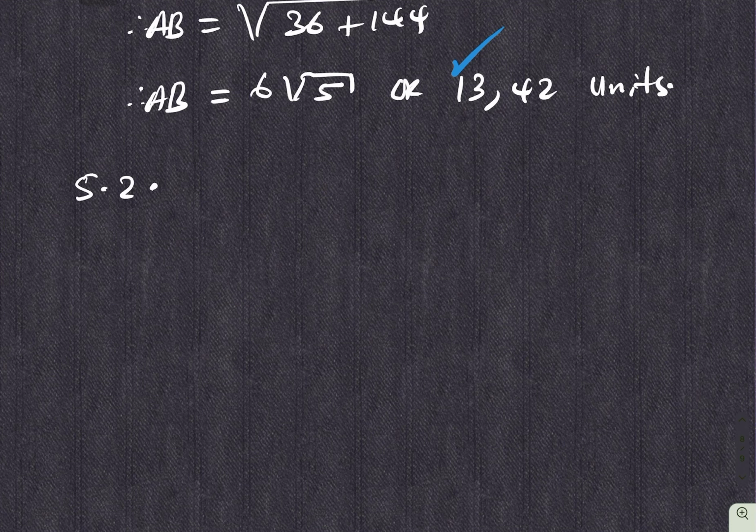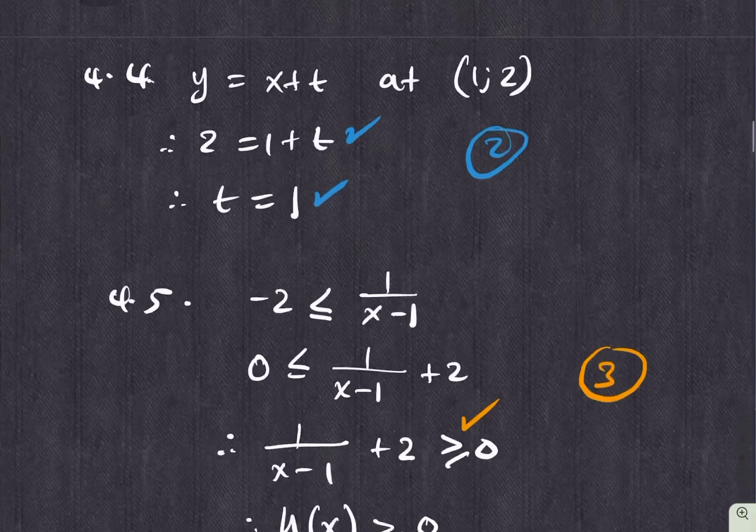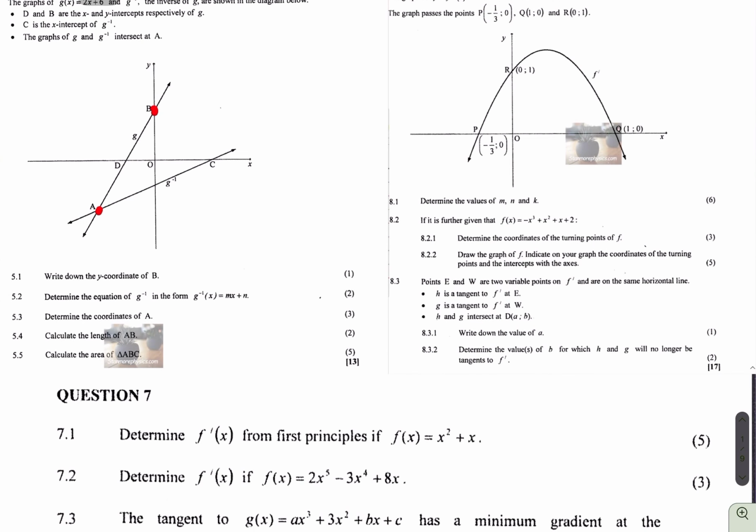5.5. What are they saying? We are halfway done, guys. 5.5: calculate the area of the triangle ABC. Apparently, ABC is a triangle, so let me just do it in that way.